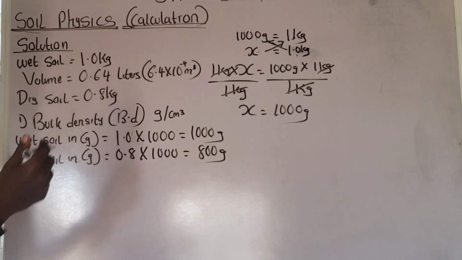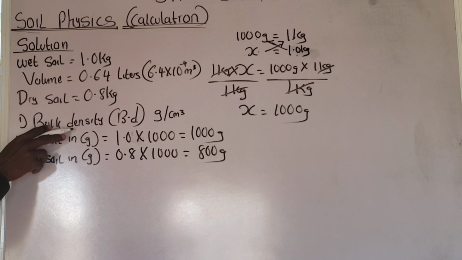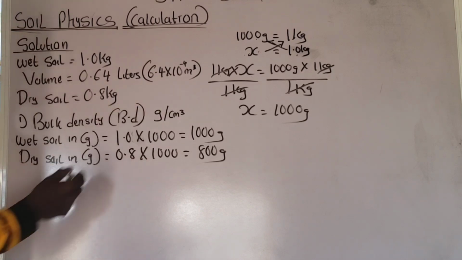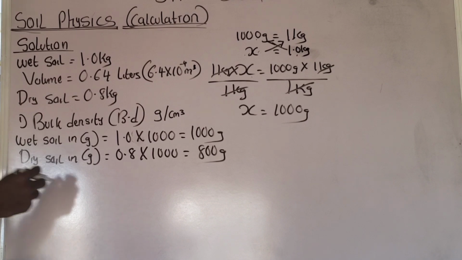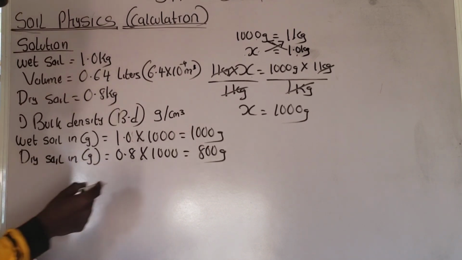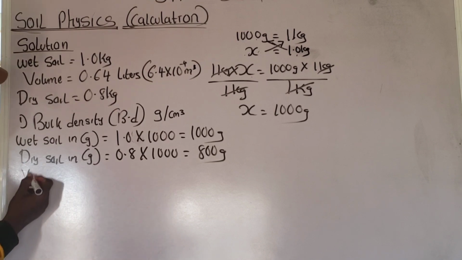from meter cube to centimeter cube. You understand? Because we are asked to determine the bulk density in gram per centimeter cube. And we have already changed the mass to gram. And now I have to change the volume from meter cube to what? To centimeter cube.